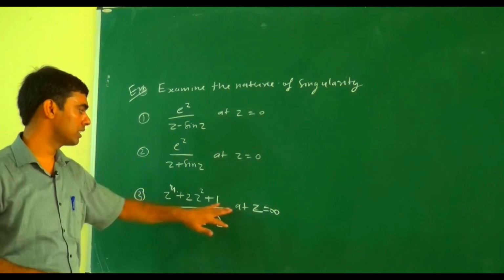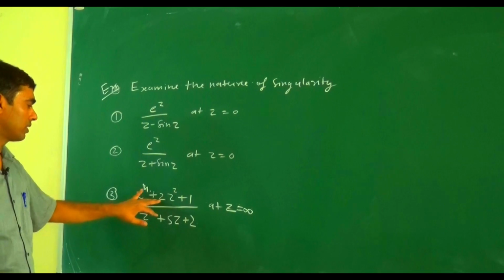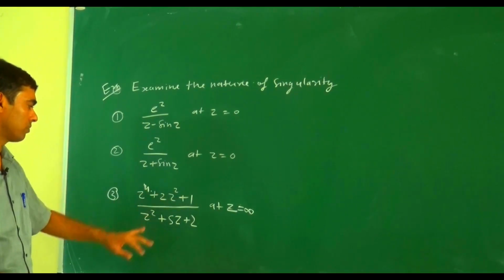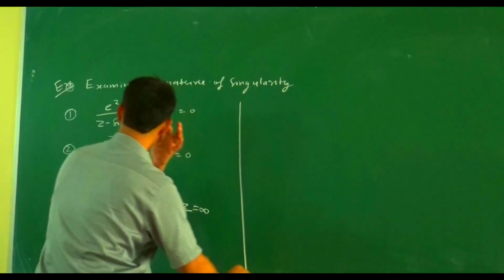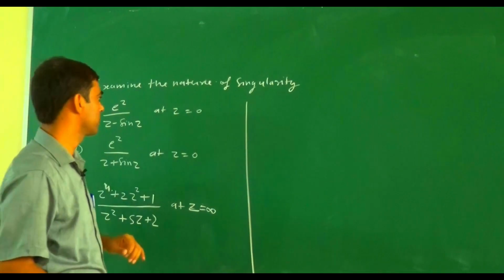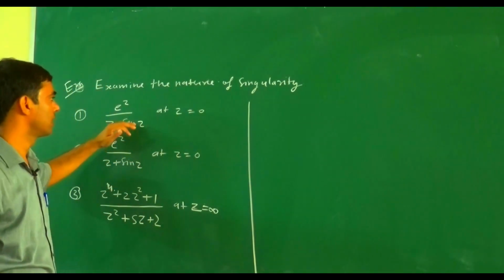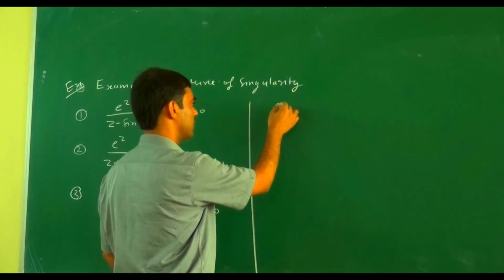And here we examine the singularity at z equals infinity of z to the power 4 plus 2z squared plus z squared plus 5z plus 2. So one by one we examine the singularities. What are the types of singularity at z equals 0?